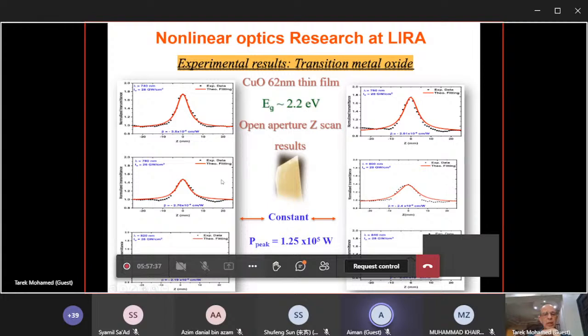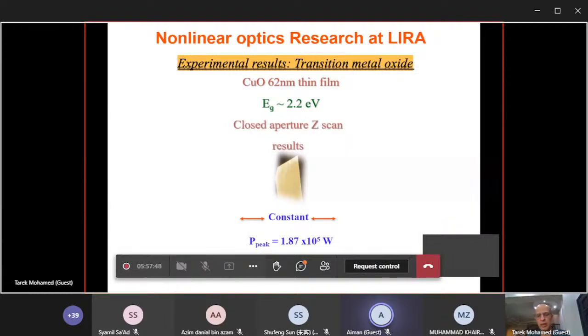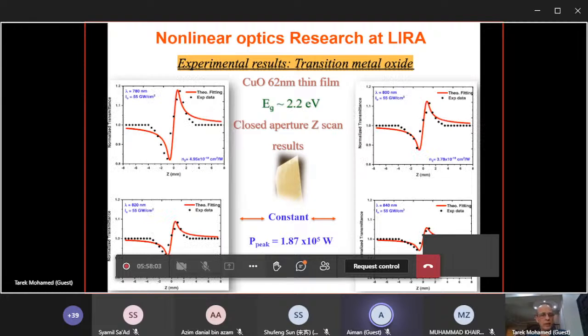Then we change the peak power and do the same study. We also get different beta. So we can see here that we can tune the nonlinear optical parameters by tuning the laser wavelength. And we did closed aperture Z-scan to get information about the nonlinear refractive index. Here we have the regular structure for closed aperture Z-scan. Here we keep the peak power at 1.8 times 10 to the 5 watt, and we also change the wavelengths.